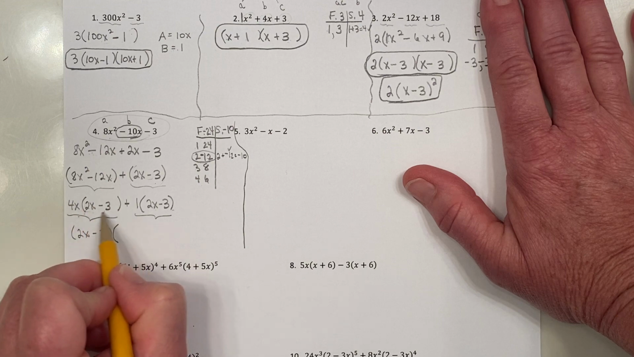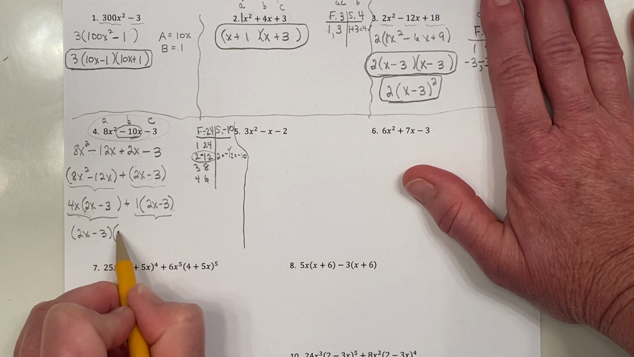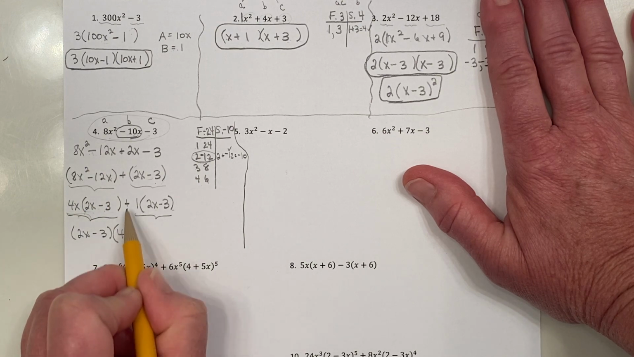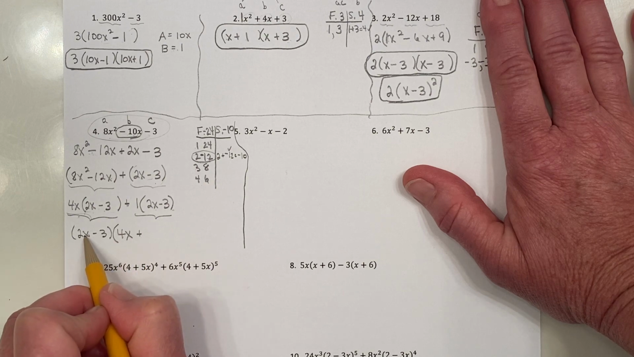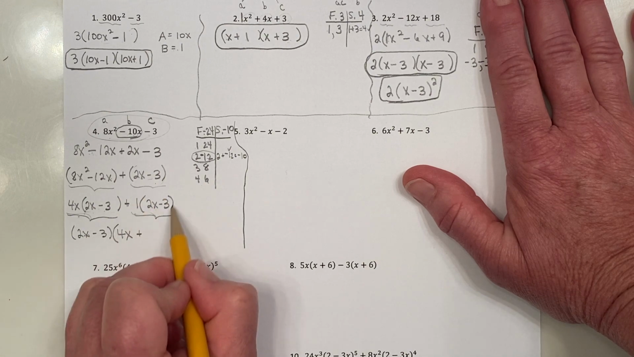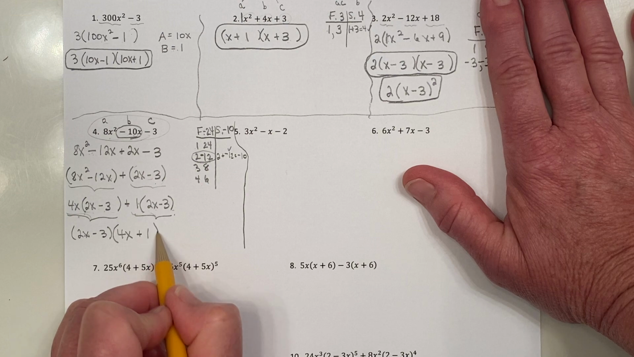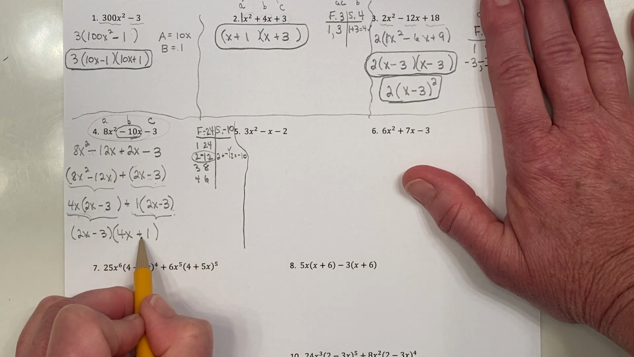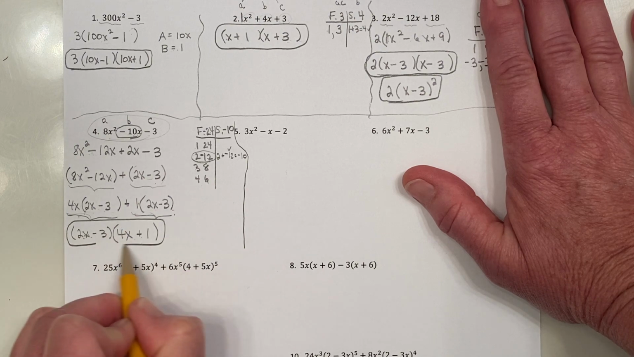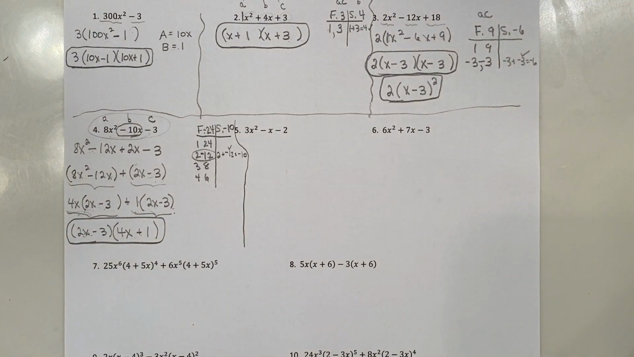When I factor out 2x minus 3 from this term, I'm left with 4x. I'm at the plus sign. When I take out 2x minus 3 from this term, I'm left with that 1 that's up front. I do a final inspection. Can I factor any more within these parentheses? Do they have a GCF? Nope, so I'm finished. Boxing should get you the same answer, okay?